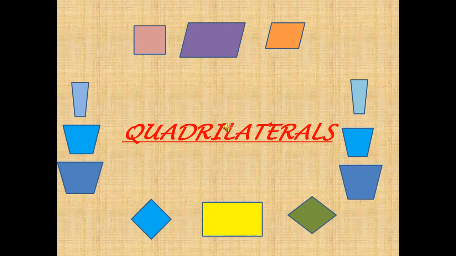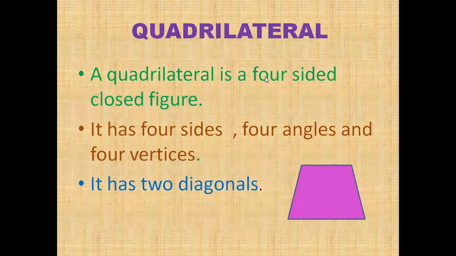What is a quadrilateral? A quadrilateral is a geometric shape. We see so many quadrilaterals around us. A quadrilateral is a four-sided closed figure. We can also say that a quadrilateral is a polygon of four sides. Any shape which has four sides is a quadrilateral. For example, your book, your mobile phone, your computer monitor, bread are all quadrilaterals.